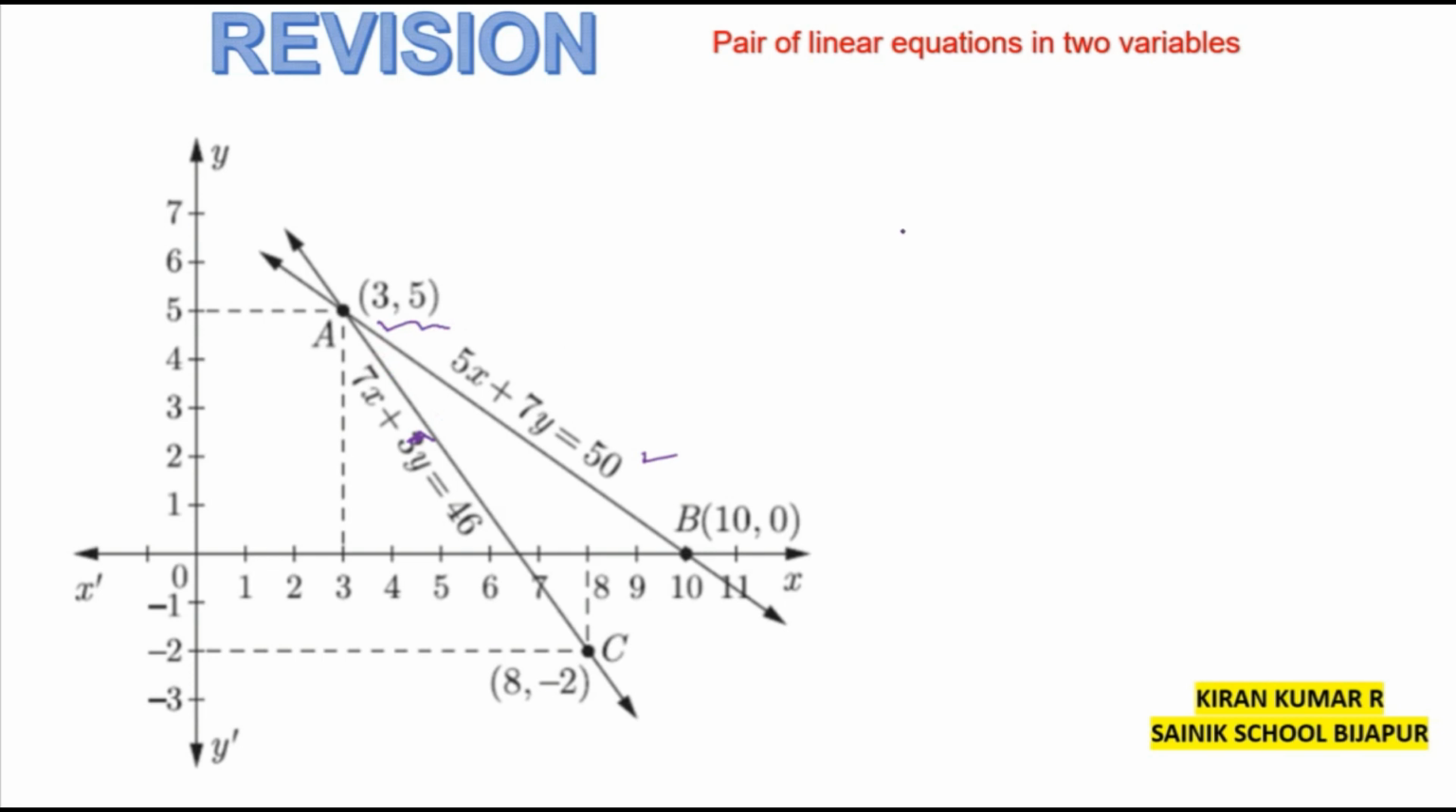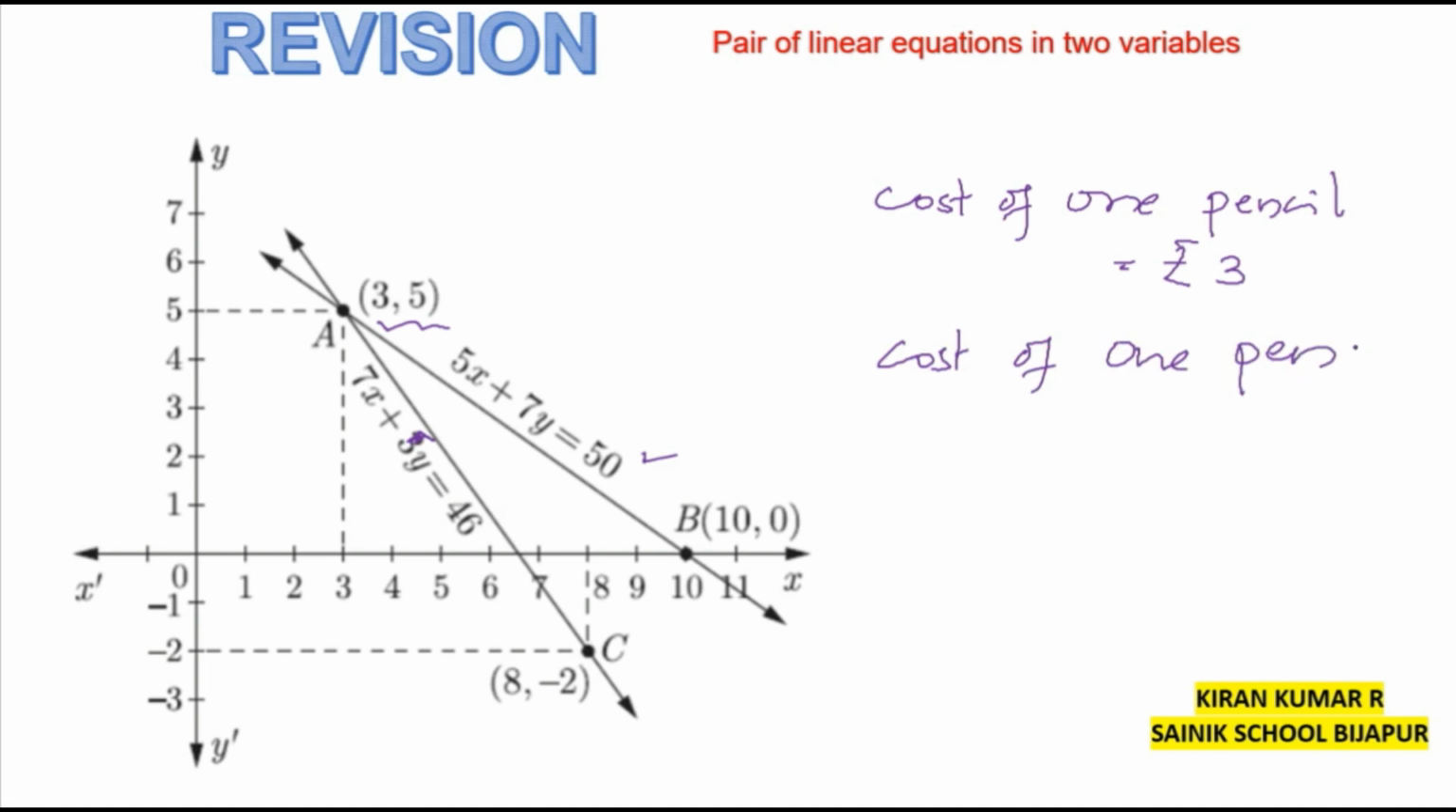So you can conclude that the cost of one pencil is equal to rupees 3 and the cost of one pen is equal to rupees 5.